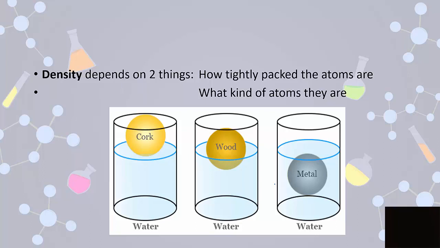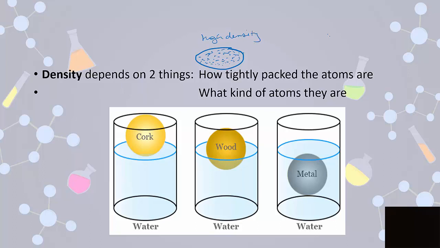So what is density? Density is a property of a substance that depends on two things: how tightly packed the atoms are and what kind of atoms they are. What this ends up telling us is basically how much mass is in a certain amount of volume. So if we have a substance with a ton of atoms in that volume, and maybe they're really heavy atoms, like big atoms from the bottom of the periodic table, that's going to represent a high density.